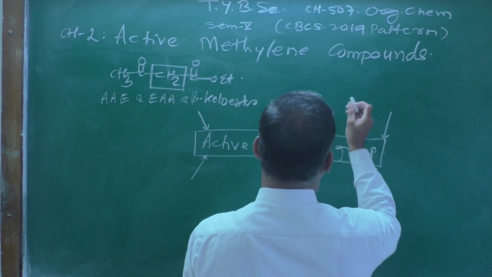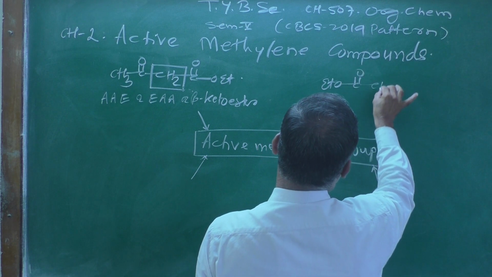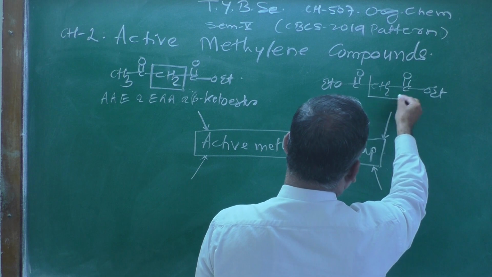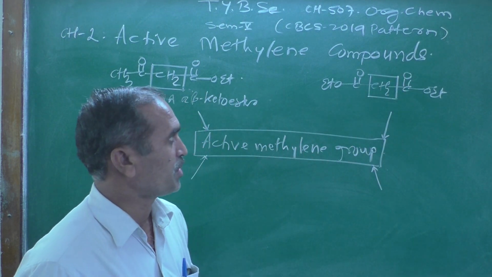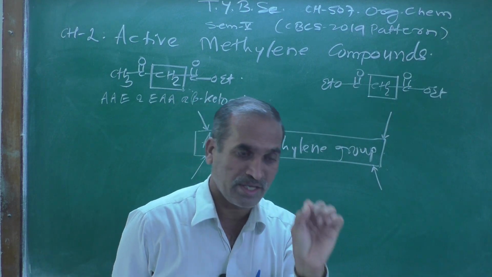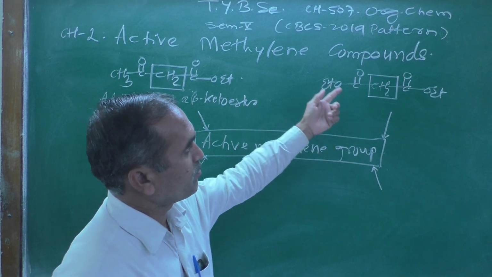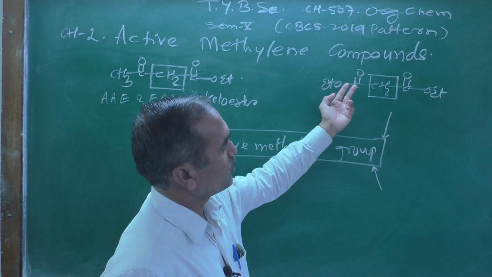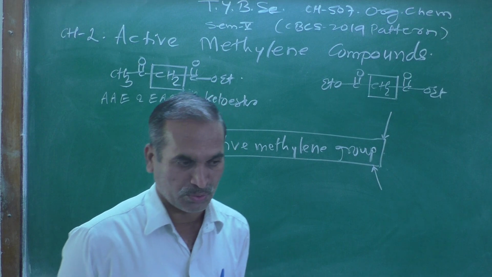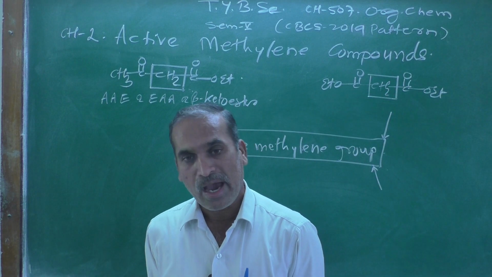Now let us look at the second important compound: CH2, EtO, C double bond O, CH2, once again C double bond O and OEt. Once again I am highlighting this CH2. You will notice this CH2 is a reactive methylene group or active methylene group, because once again it is present between two electron withdrawing groups. On both sides ester groups are there, and the middle one is CH2, and that methylene group has hydrogen atoms which are highly acidic in nature.